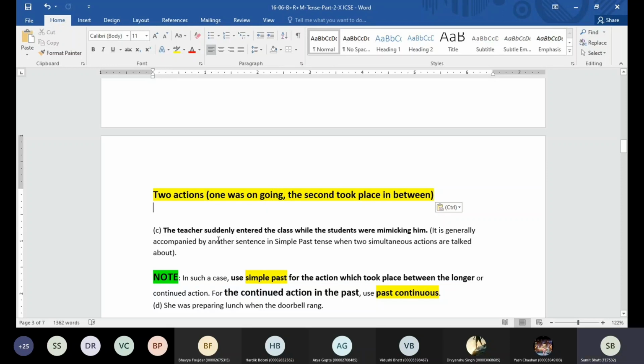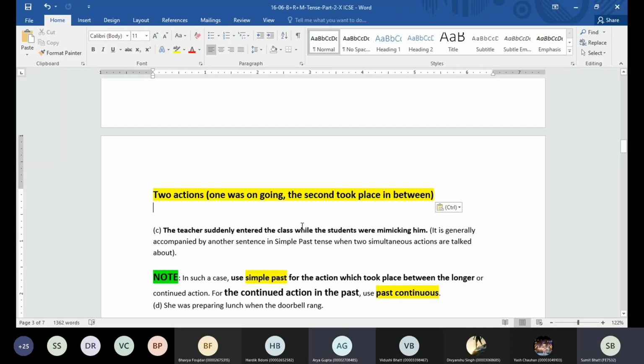For example, the teacher suddenly entered the class while the students were mimicking him. What happened all of a sudden? The teacher entered the class. In between, what was happening? The students were trying to mimic him, or they were mimicking him. Everyone?